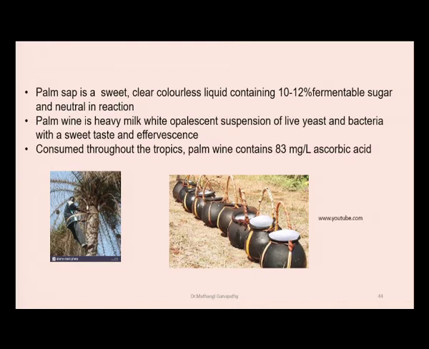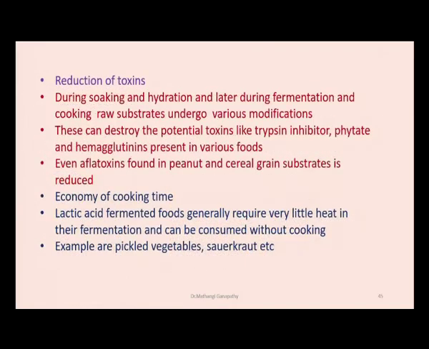This palm wine contains 83 mg per liter ascorbic acid. So, one aspect of the fermented food is bioenrichment with vitamins, essential amino acids, proteins, etc. The second aspect of fermented food is that fermentation can reduce the toxin content of the food, especially the soaking and the hydration, and later the defermentation.